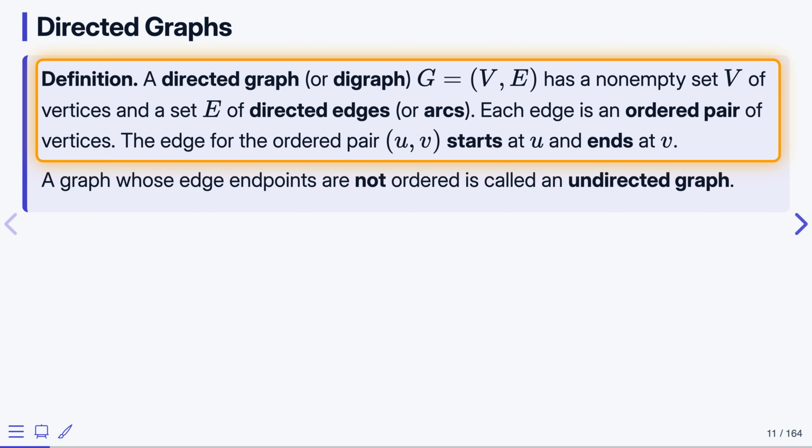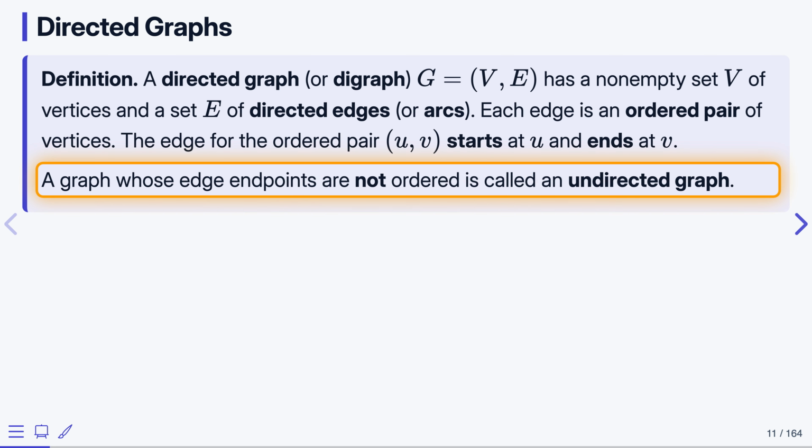Now we add direction. In a directed graph, every line has an arrow. The arrow tells us the way to travel. We write the edge as an ordered pair. U then V, this edge starts at U and ends at V. Order matters here. The edge from U to V is not the same as the edge from V to U. If the lines have no arrows, we call the graph undirected. That is the kind we saw before.